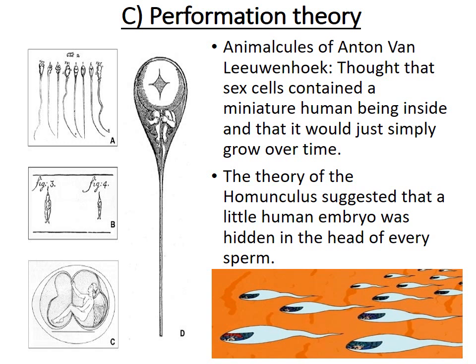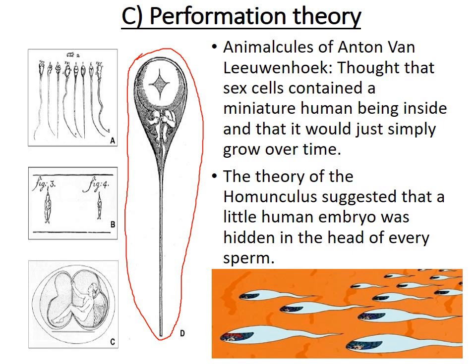So in the preformation theory, there were these tiny little cells called animalcules. And the idea is that, let's say, for example, you were a boy, there would be a sperm, and inside that sperm there'd be a mini version of you, and eventually that mini version of you would develop into a full-grown adult. If you were a girl, inside the egg there'd be a mini version of the girl, and then that would develop into a full-blown adult.